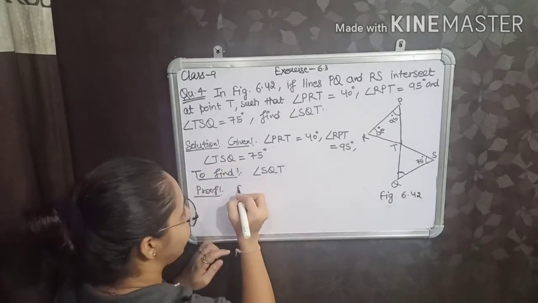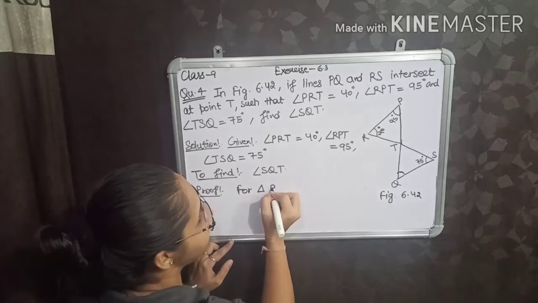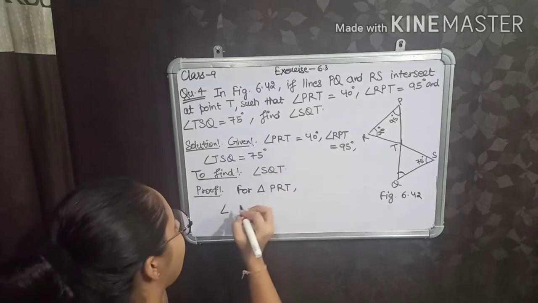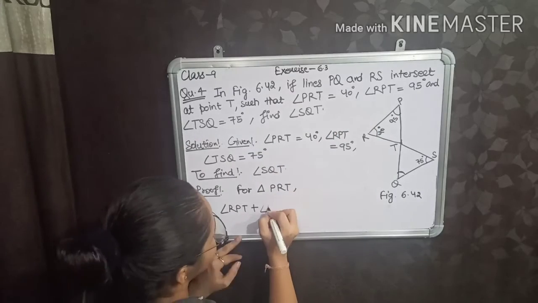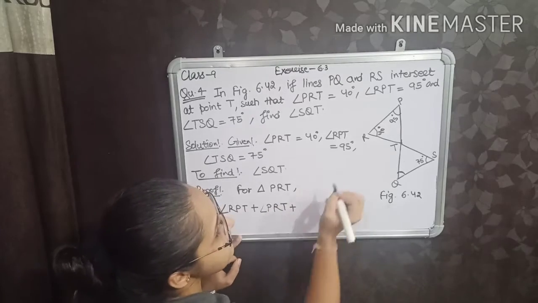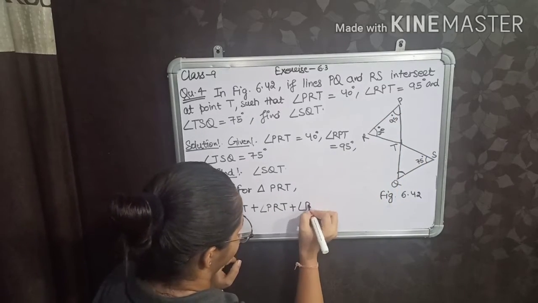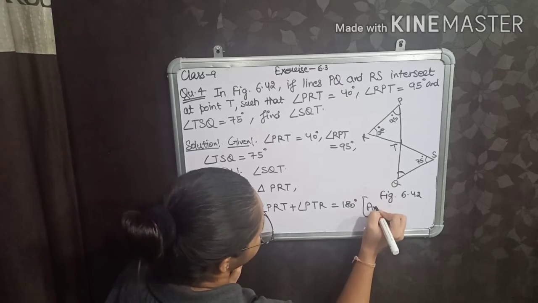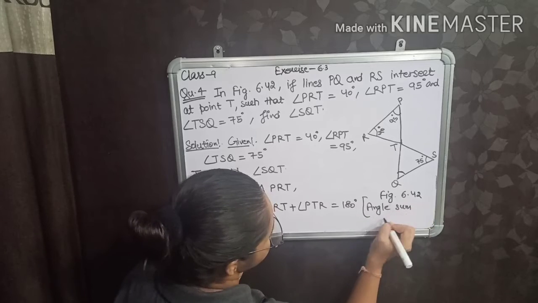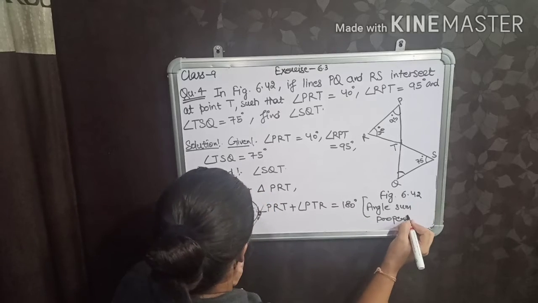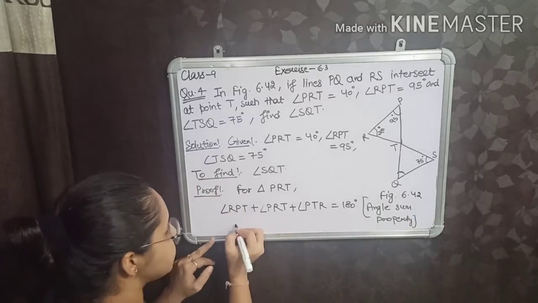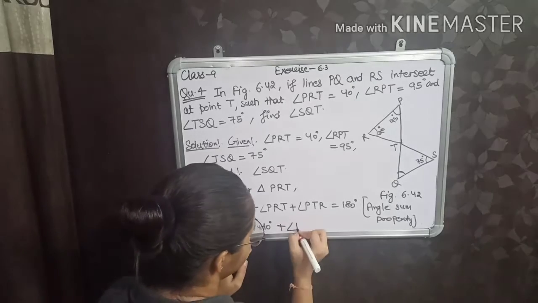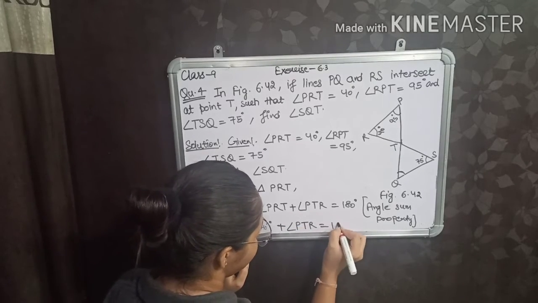For triangle PRT, first write angle RPT plus angle PTR is equal to 180 degree. Why? Because angle sum property. Now, what is angle RPT? RPT is 95 degree. PRT is 40 degree plus angle PTR is equal to 180 degree.